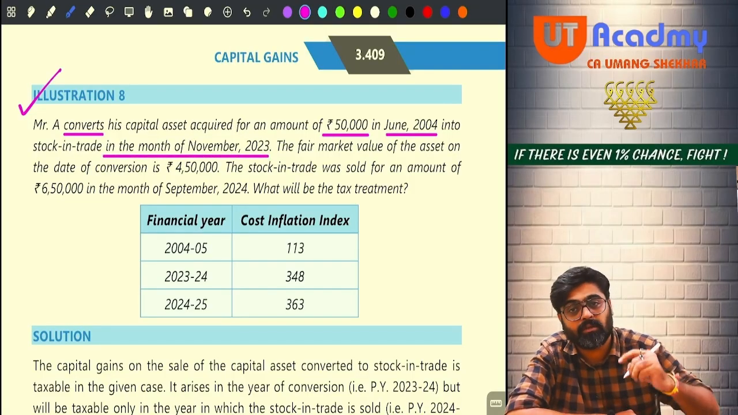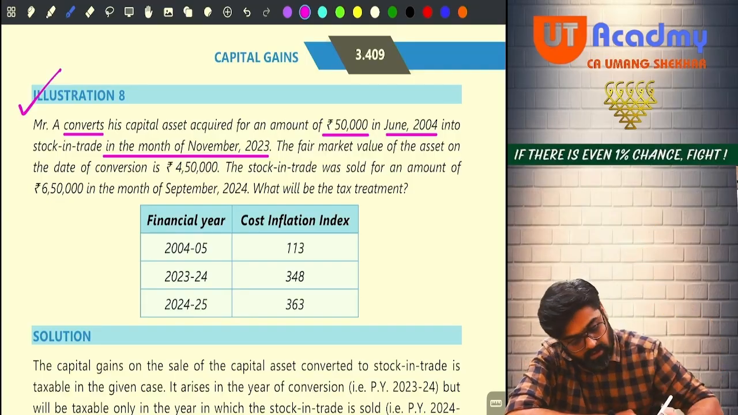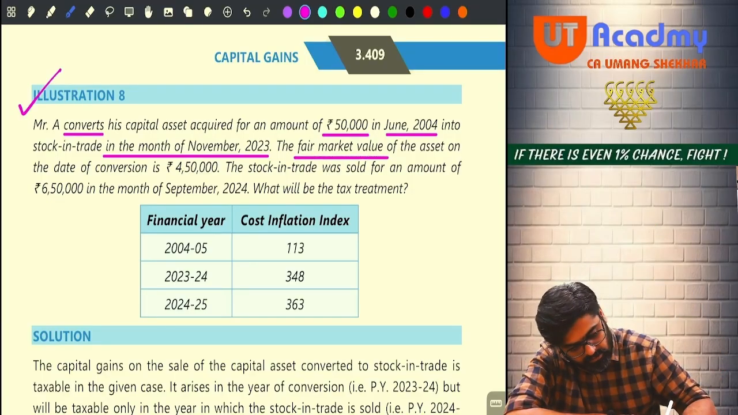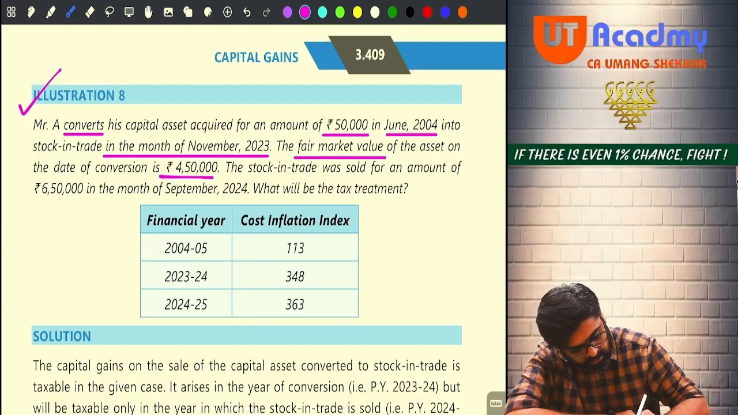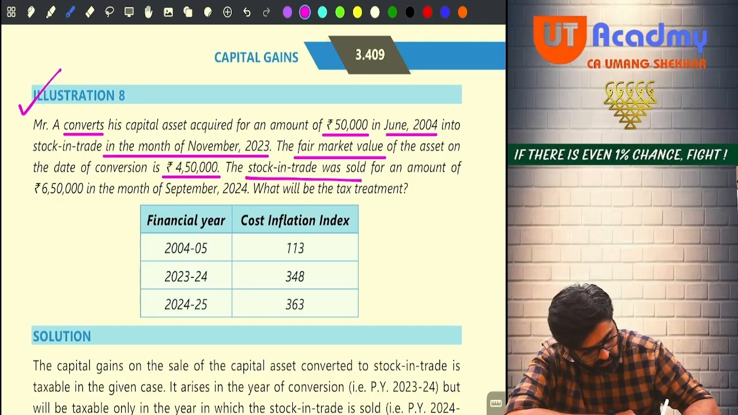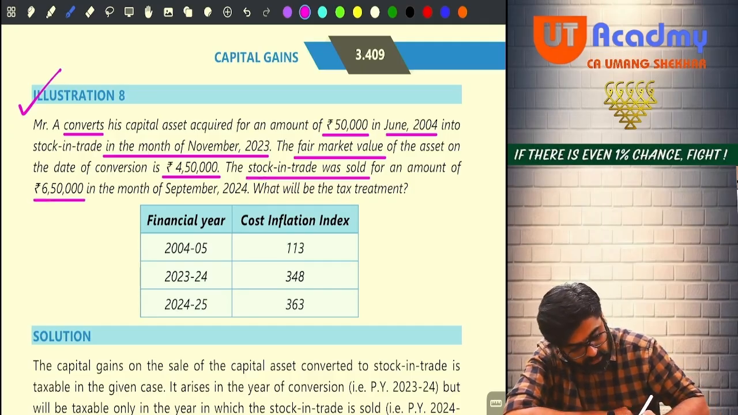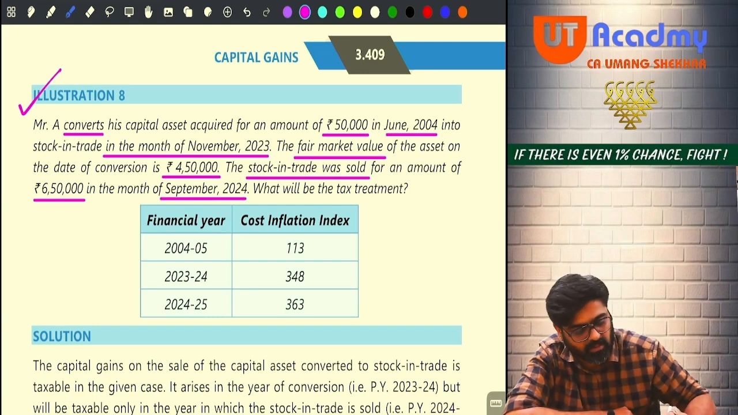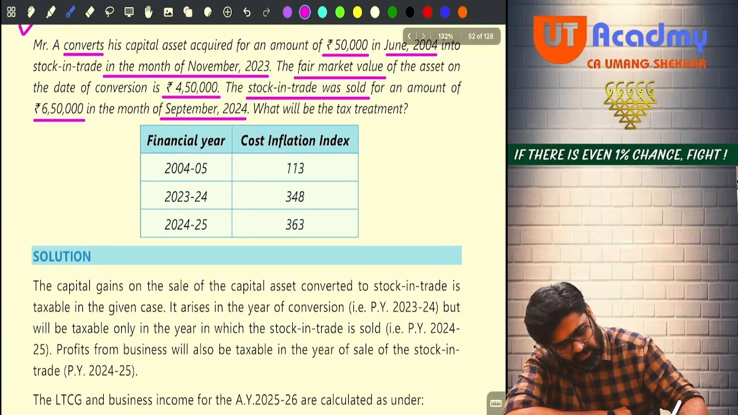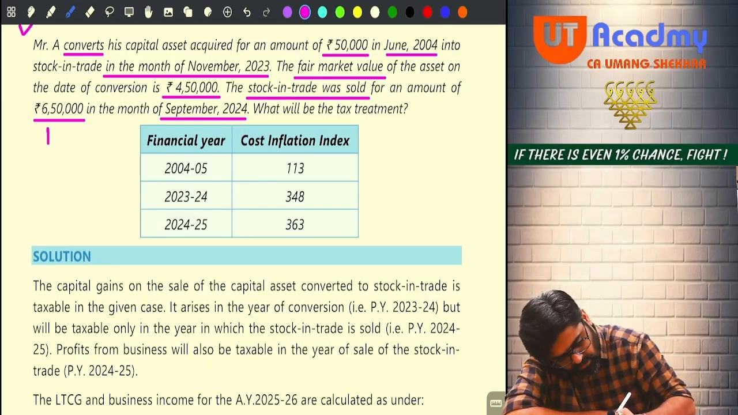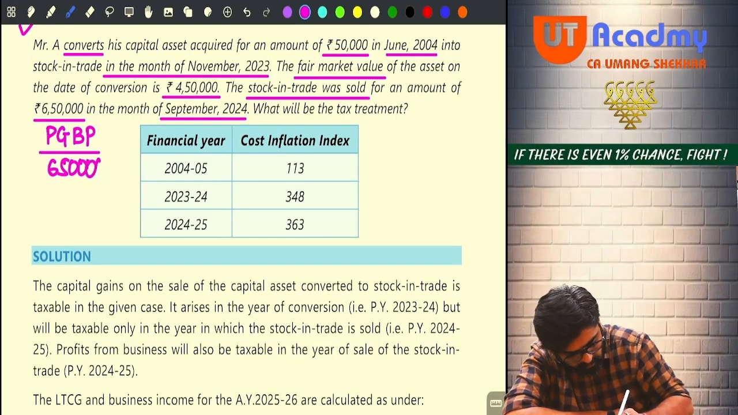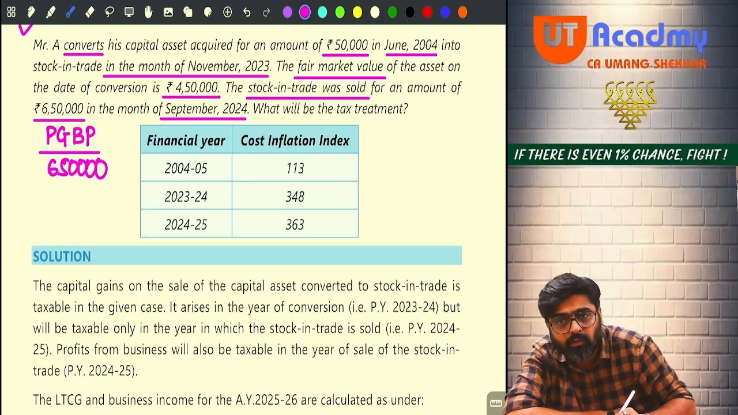Meaning the conversion is taking place in 23-24. The fair market value on the date of conversion was 4,50,000. The stock in trade was sold for an amount of 6,50,000 in the month of September 24. Very easy question. What will be the tax treatment? I will first calculate the PGBP here. Selling price of stock in trade, come on, tell me: 6,50,000. Cost of stock in trade is the fair market value as on the date of conversion. Yes or no? That was 4,50,000.